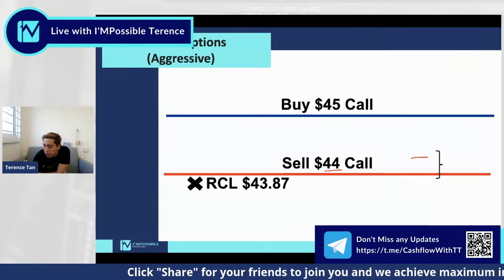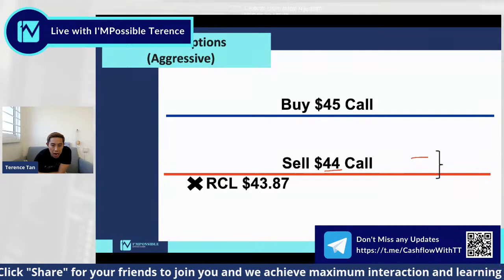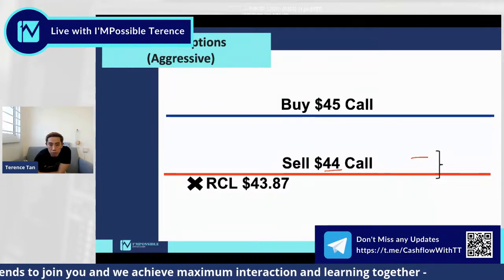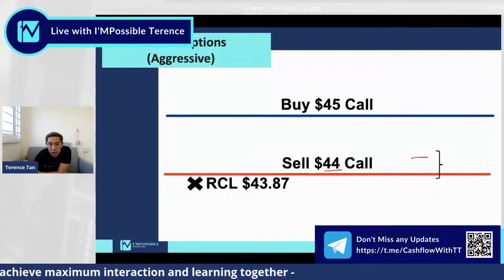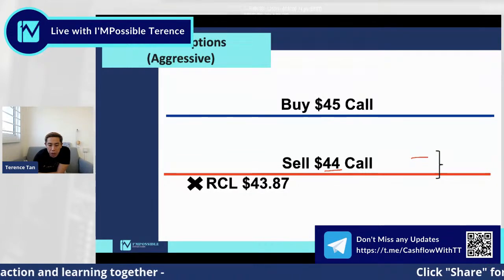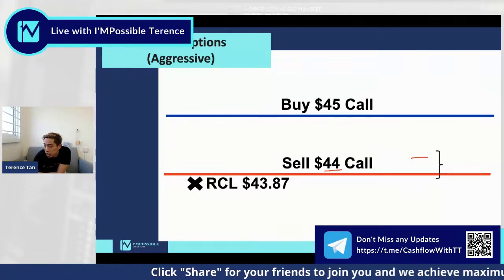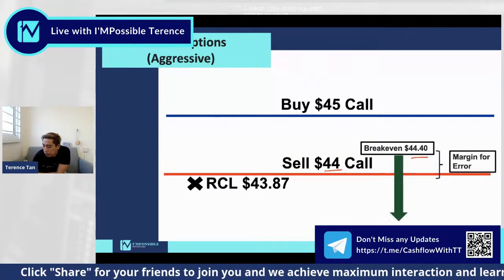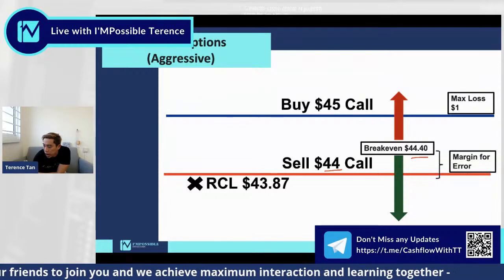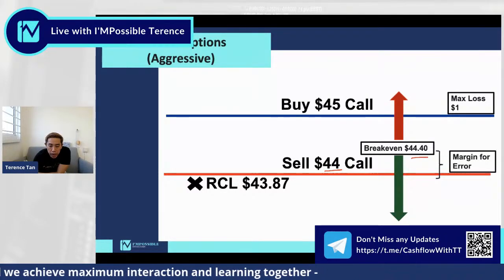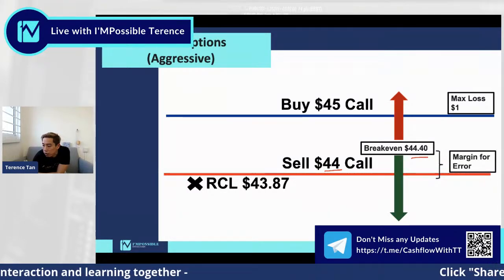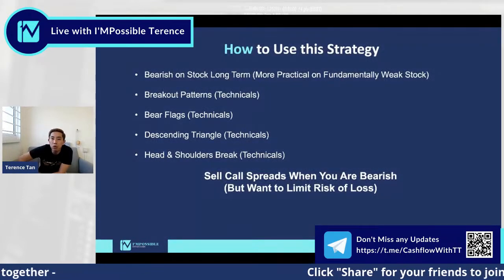Great. So many of you have been asking me about selling call options and call spreads. This is really a deep dive into why we do this, and what are some of the approaches that you can take over here. Anything higher is going to bring you all the way to the max loss of $1 over here.